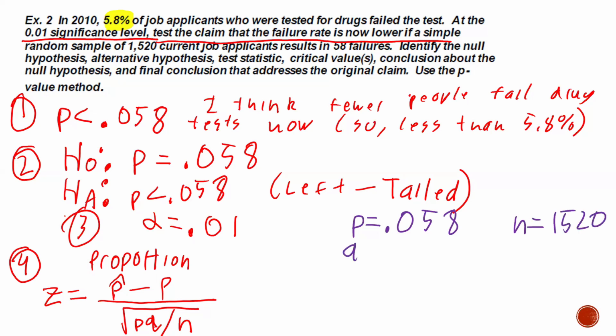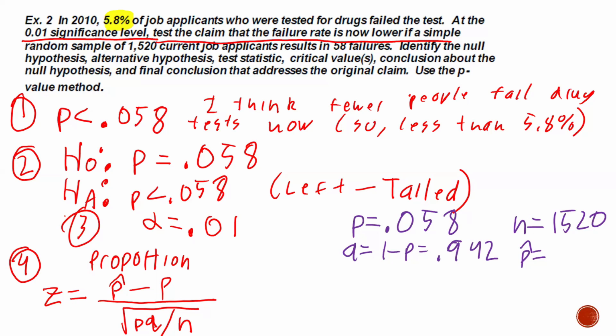Now, Q, where do we get Q from? 1 minus p, so that is 0.942. Here's the tricky question: what is p hat? First, let's remember, what does p hat stand for? The proportion of the sample. In this case, our proportion is 5.8, so of our population, we think it's 5.8, and that 5.8 is the percentage of people we think failed drug tests.